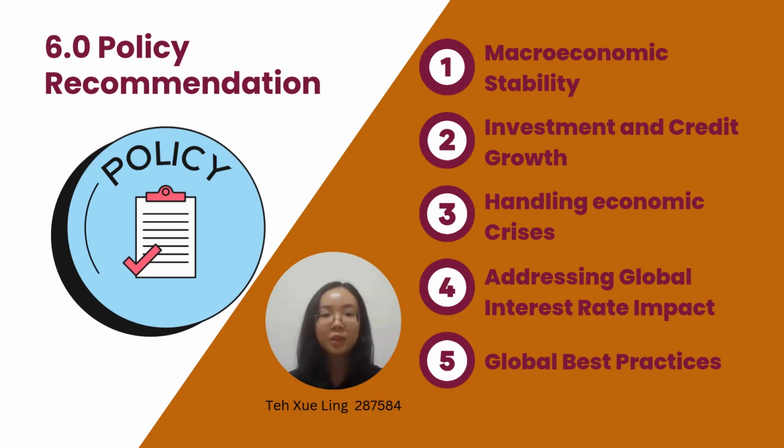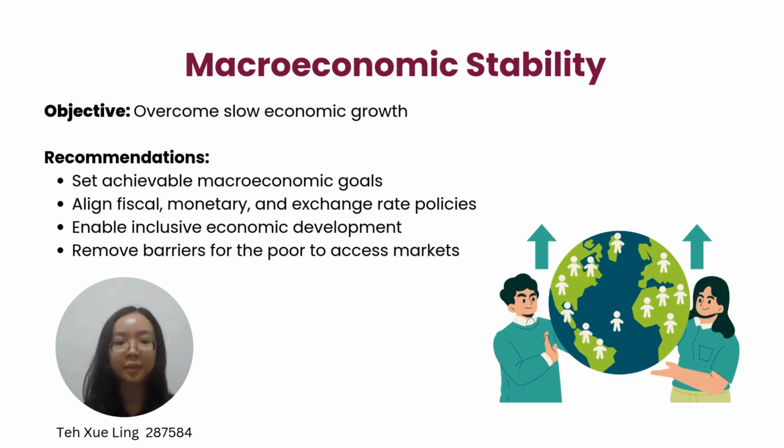For policy recommendation, we focus on five points: macroeconomic stability, investment and credit growth, handling economic crisis, addressing global interest rate impact, and global best practices. Macroeconomic stability is fundamental for addressing slow economic growth in emerging markets. Policymakers should establish clear and achievable macroeconomic goals, aligning fiscal, monetary, and exchange rate policies to support growth, control inflation, manage external debt, and strengthen the international reserve.